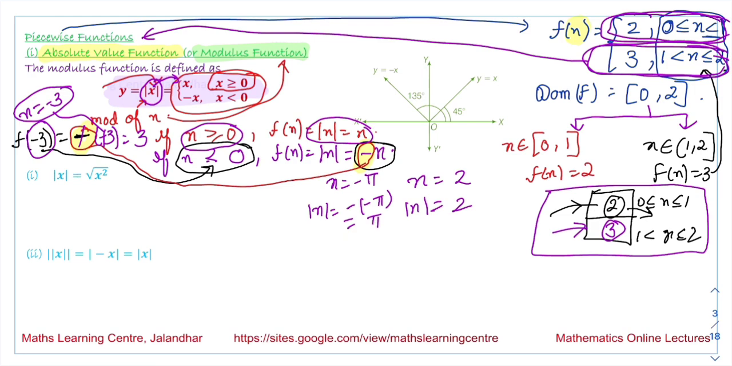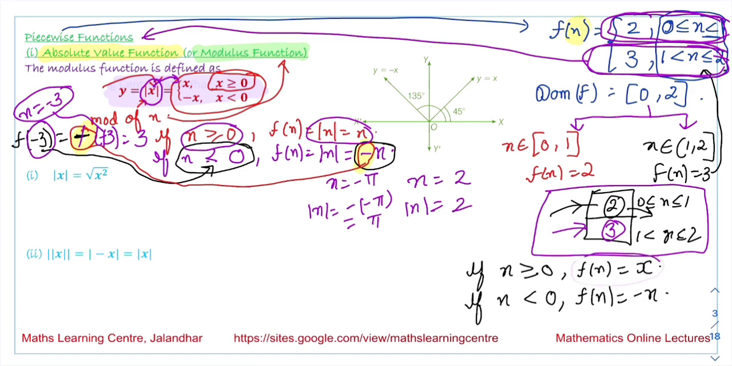If we plot the graph of this function, we have two parts over here. I am writing this function in this way: if x is greater than or equal to 0, f(x) is equal to x, and if x is less than 0, then f(x) is equal to minus of x. Now what is the graph of f(x) is equal to x? If we have to plot the graph of f(x) is equal to x, it is this straight line. The region we are talking about is x greater than or equal to 0. This is the portion x greater than or equal to 0.